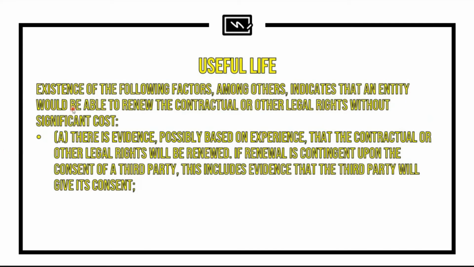Okay? So, the existence of the following factors, among others, indicates that the entity would be able to renew the contract or legal rights without significant cost. So, what are items that you need to check? So, first, there is evidence, possibly based on experience, that the contractual or other legal rights will be renewed. If renewal is contingent upon the consent of a third party, this includes evidence that the third party will give its consent. Okay? Meaning, there is evidence that there is really going to be renewal based on past experiences.